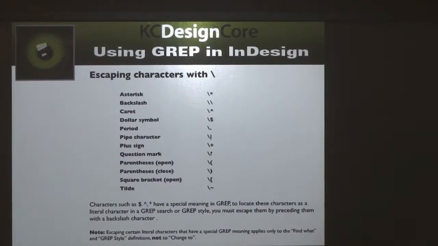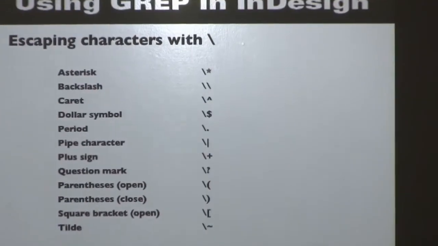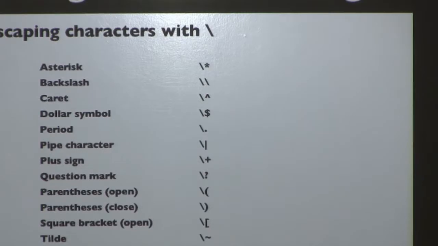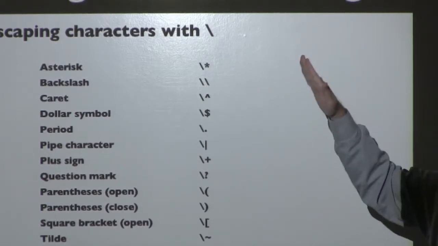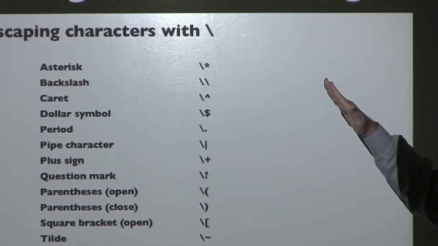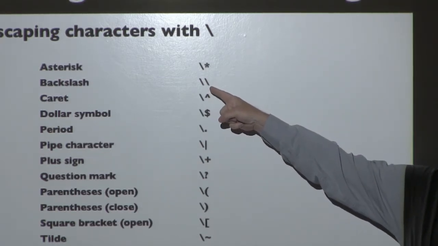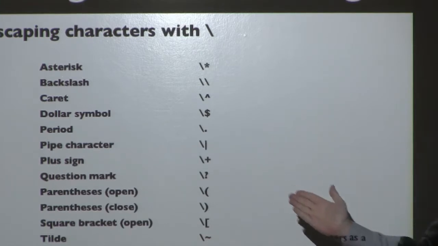Because there are all these meta characters, some of them are reserved for Grep. If you're telling your Grep definition that you want it to look for an asterisk, which is one of the meta characters, to tell it to look for an actual asterisk as opposed to the meta character, you have to escape it with a backslash. So if you're looking for a backslash, you have to do backslash, backslash, and so on.